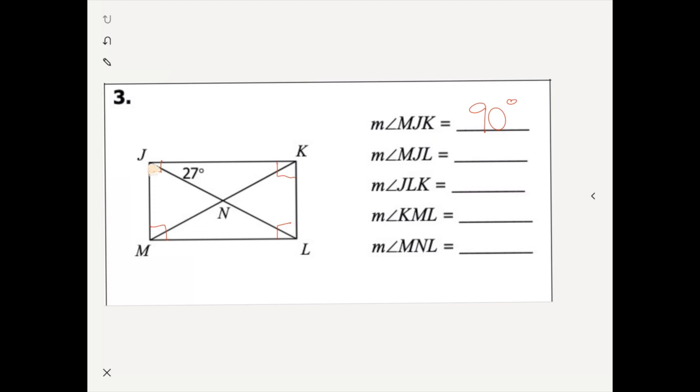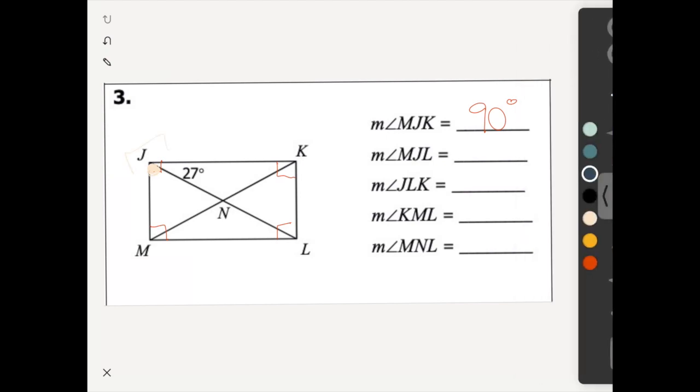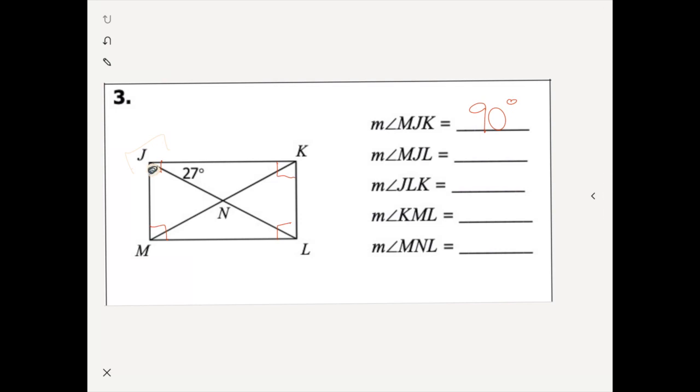So if we're looking to find this angle, keep in mind this whole thing is 90 degrees. Let me use a darker color. We're looking to find this angle, but we know this whole thing is 90. If this is 27, I need to find this missing angle so that 27 plus this missing angle equals 90 degrees. So I'm going to do 90 minus 27, and that's going to give me 63. So I know that MJL is 63 degrees.